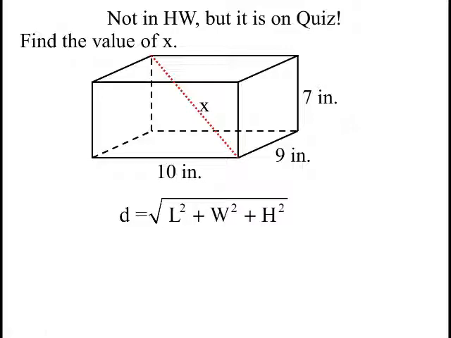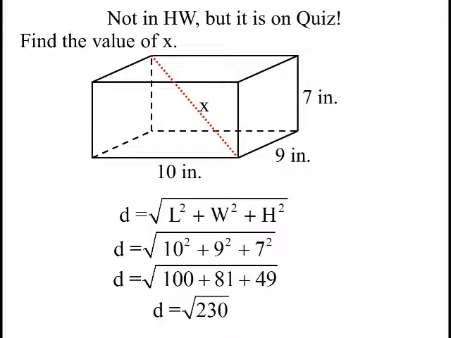This will not be in the homework, but it is on the quiz, and I think it's on the test as well. So we need to do this at least a few times. You just plug the numbers into the formula and let your calculator do the work, basically. It's the square root of 230, which you could estimate if you wanted to.